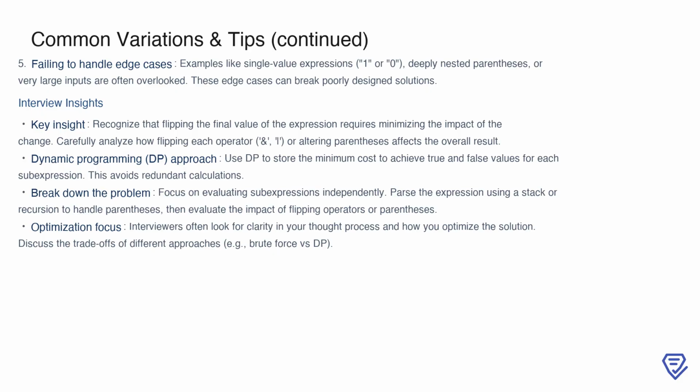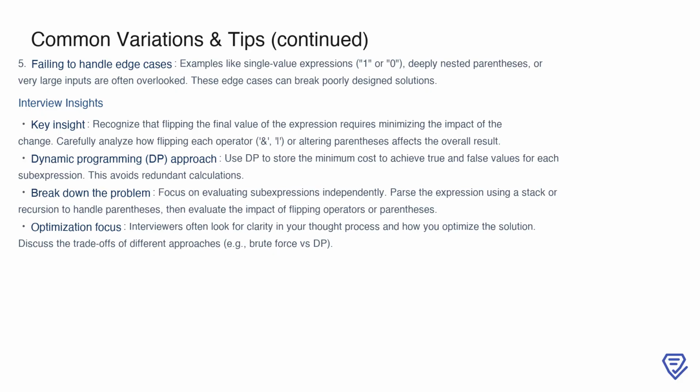A dynamic programming approach is particularly effective here. By storing the minimum cost needed to achieve true or false values for each sub-expression, you can avoid redundant calculations and achieve better efficiency. To tackle this problem systematically, break it down into smaller parts. Use a stack or recursion to parse the expression and handle parentheses, then evaluate how flipping specific components impacts the result. Finally, keep in mind that interviewers often look for clarity in your thought process.